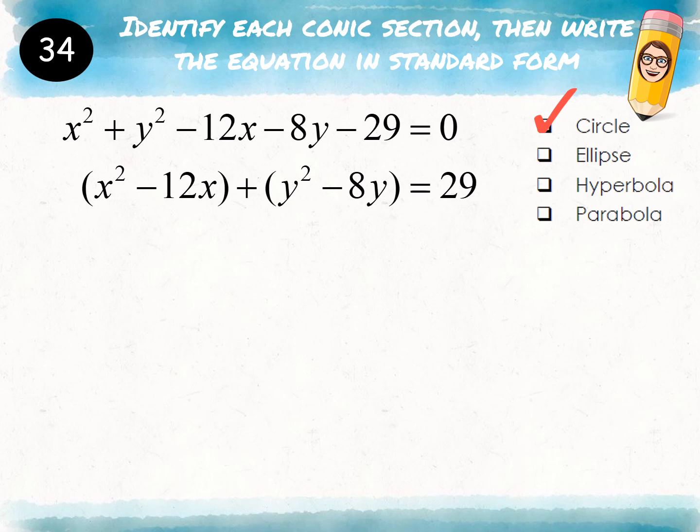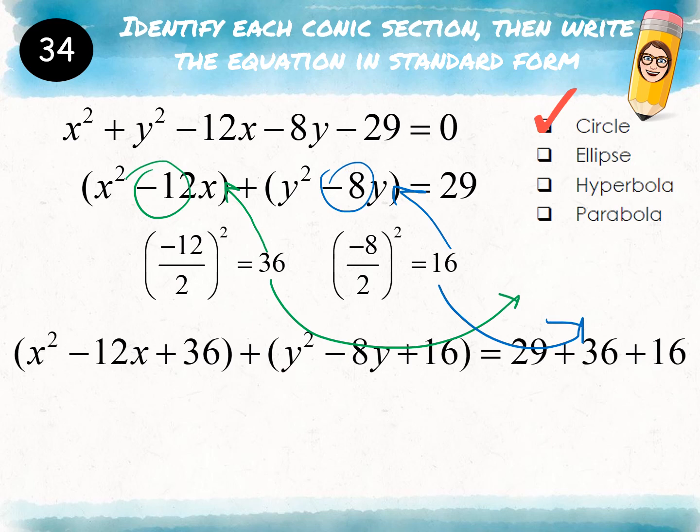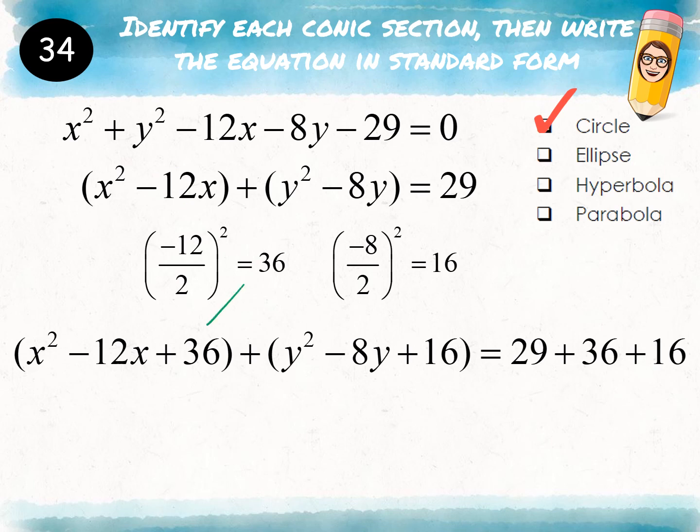We want to take negative 12, divide by 2 and square it. We want to take negative 8, divide by 2 and square it. We're going to add this 36. We're going to add this 16. We're also going to add that 36 to the right and add that 16 to the right. So when I add that 36 to the left and I add the 16 to the left, we've completed the square, which means those are now factorable. Because I had no leading factor, it's a regular old 36 and 16 on the right.